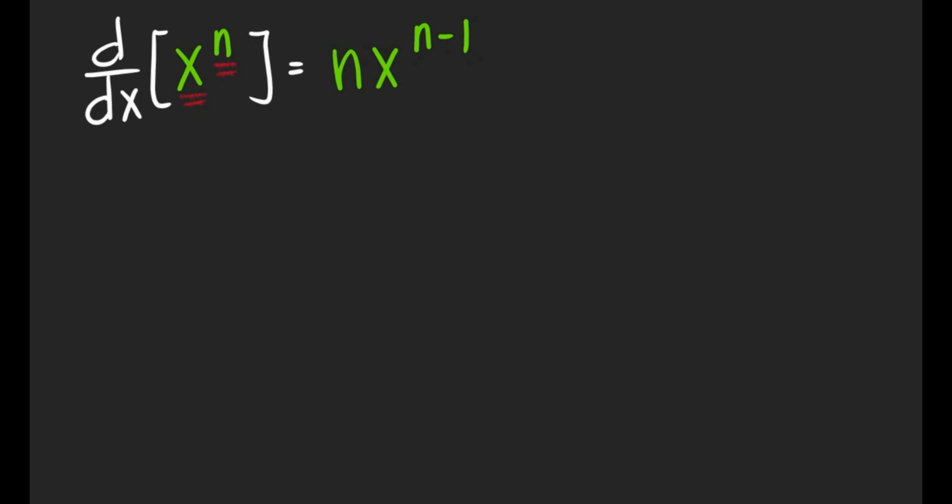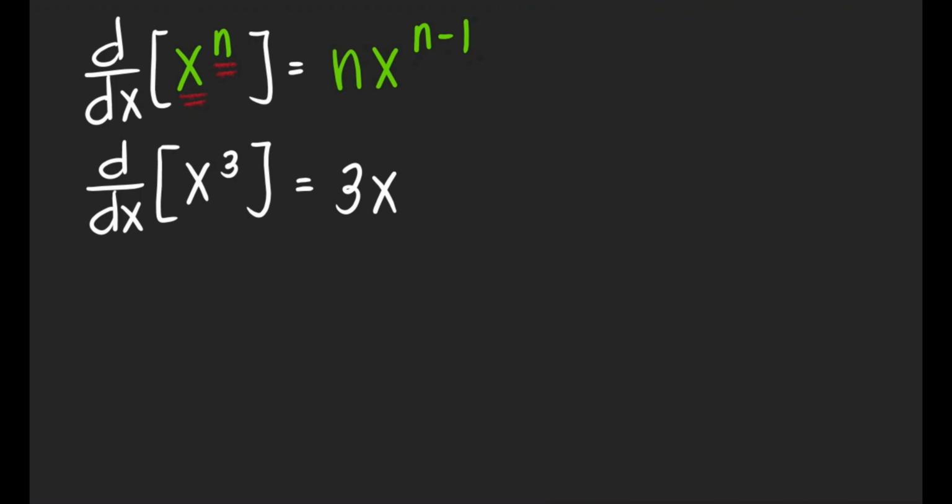How about x cubed? d/dx of x cubed will be the power, which is 3, times x to the power 3 minus 1. 3 minus 1 is 2. Thus, the derivative of x cubed is 3x squared.